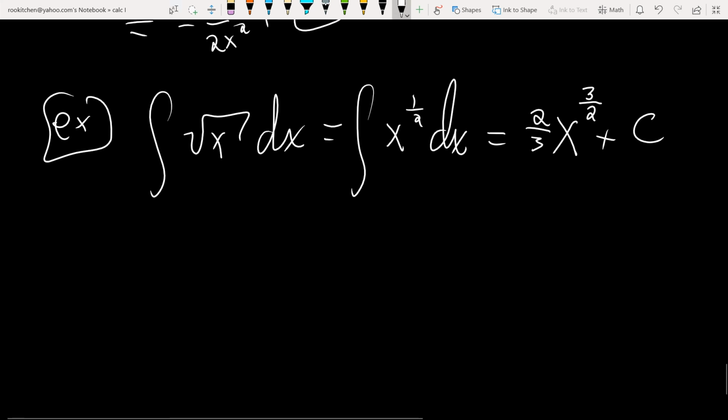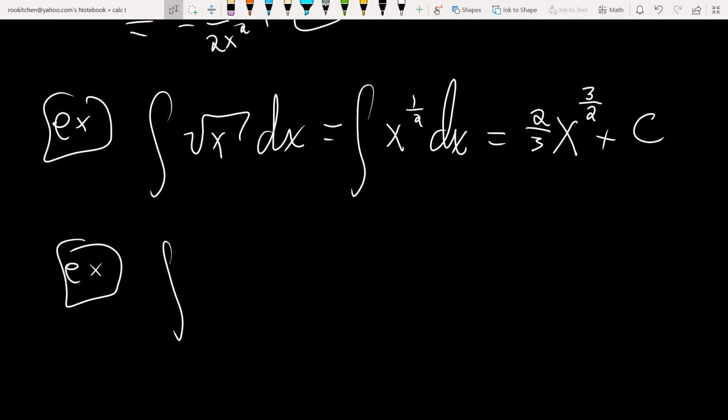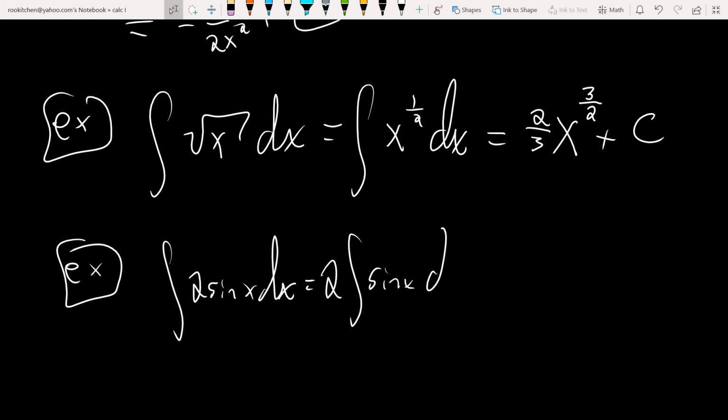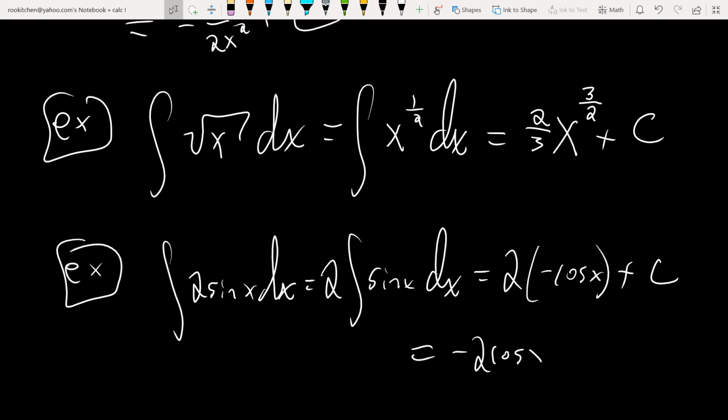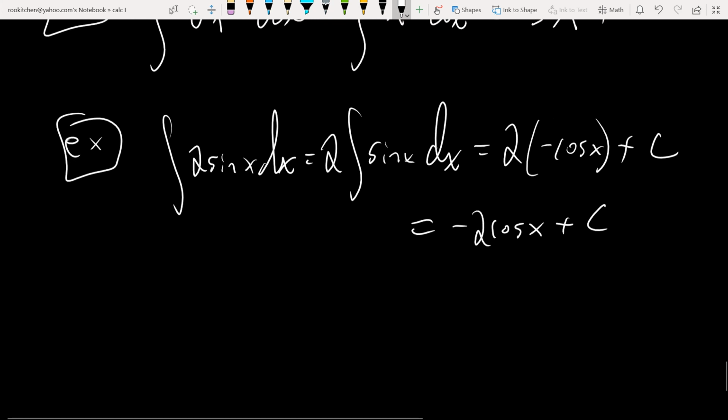What else? Example: 2 sine x dx. Factor out the 2, and then you're just worried about the integral of sine x, which would be negative cosine x, plus c. Then rewrite it: negative 2 cosine x plus c. Another example.